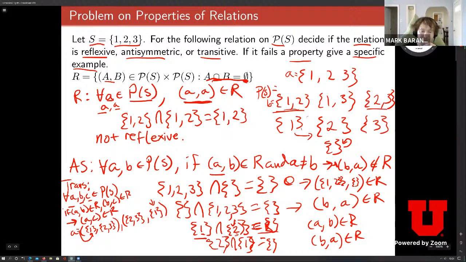So if we look, we're going to have to require that AC is in the relation. Well, AC in this case, so A is the set with 1 in it, and C is the set with 1 in it. This is not in the relation because the set with 1 intersect the set with 1 is equal to the set with 1. So we demonstrated that transitivity does not hold.